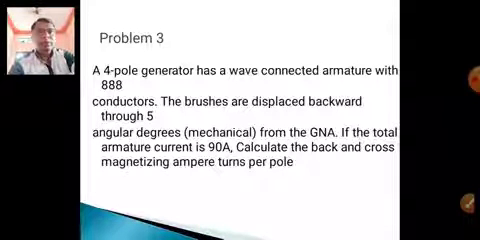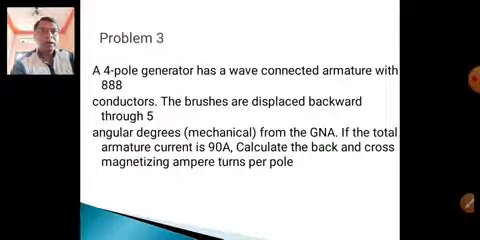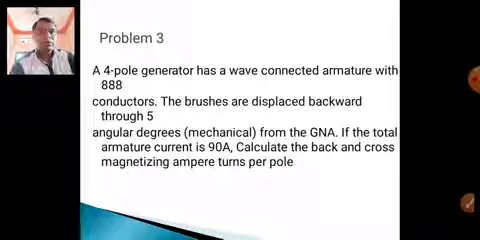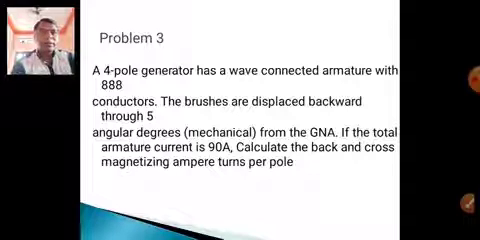Here the next problem is: a 4-pole generator has a wave connected armature with 888 conductors. The brushes are displaced backward through 5 angular degrees mechanical from the GNA. If the total armature current is 90 amps, calculate the back and cross magnetizing ampere turns per pole. In all previous problems the brushes were shifted forward by mechanical angular degrees. Here the brushes are displaced backward through 5 angular degrees.